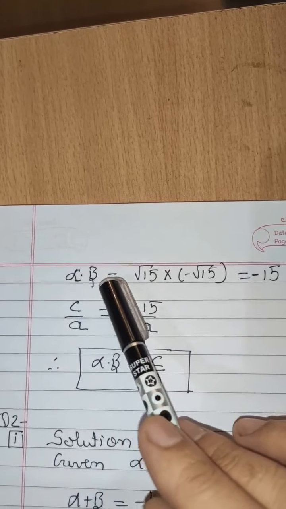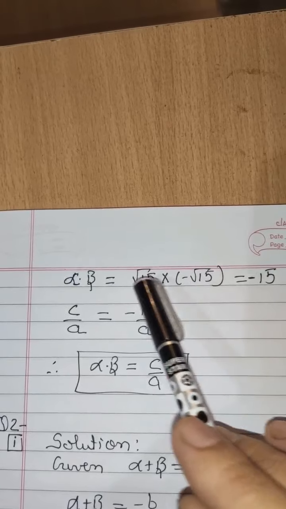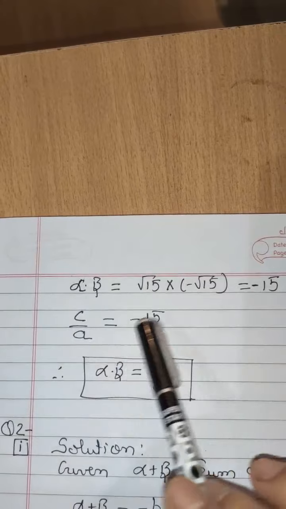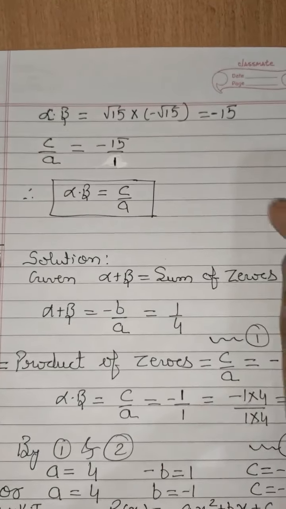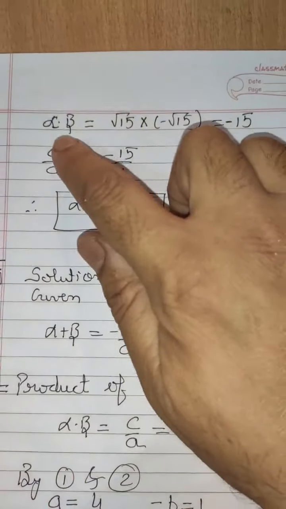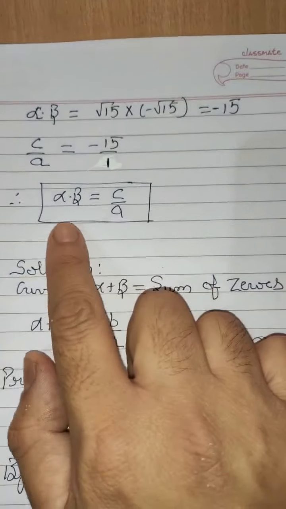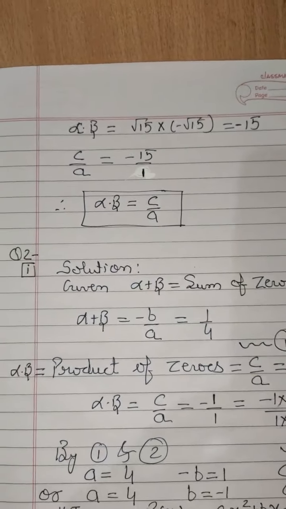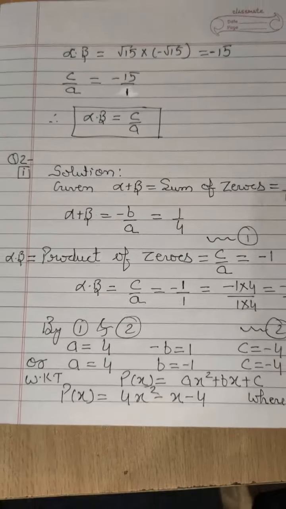So alpha into beta: what is the value of alpha? Root 15. What is the value of beta? Minus root 15. Multiplied, root 15 times minus root 15 gives minus 15. C upon A, substitute the value of C and A. What is the value of A? 1. So C upon A is equal to alpha into beta, that is the product of zeros is equal to C upon A. So the question is complete. We have calculated the zeros of a polynomial and we have verified the relationship.